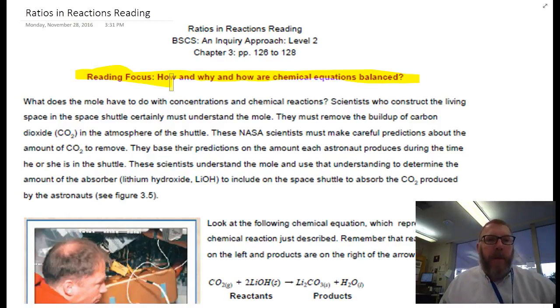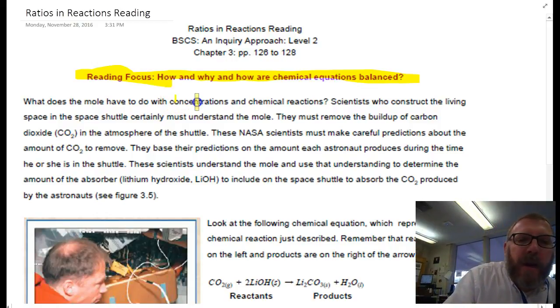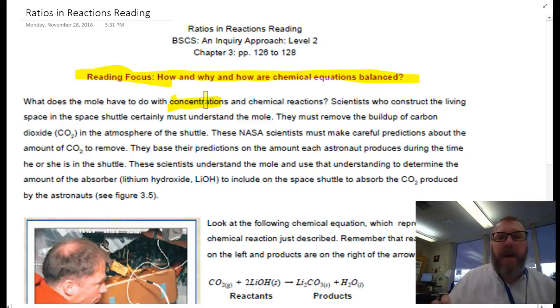What does the mole have to do with concentrations in chemical reactions? Well, remember the concept of concentrations, all right? So when we talk about concentrations, we're really talking about how many particles are present in a mixture or a solution. So the more particles there are, the more concentrated it is.